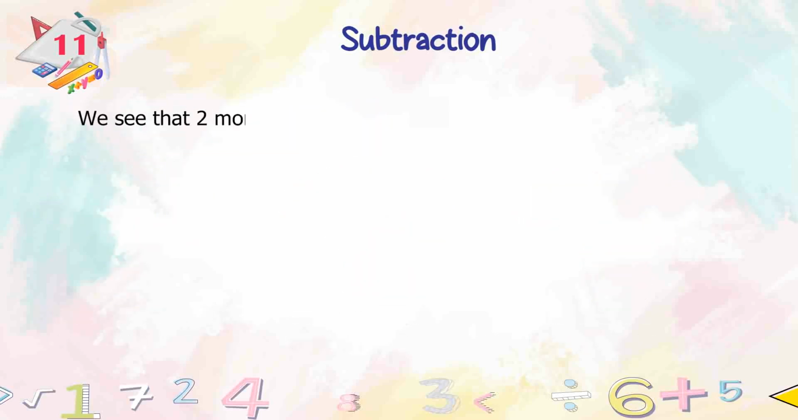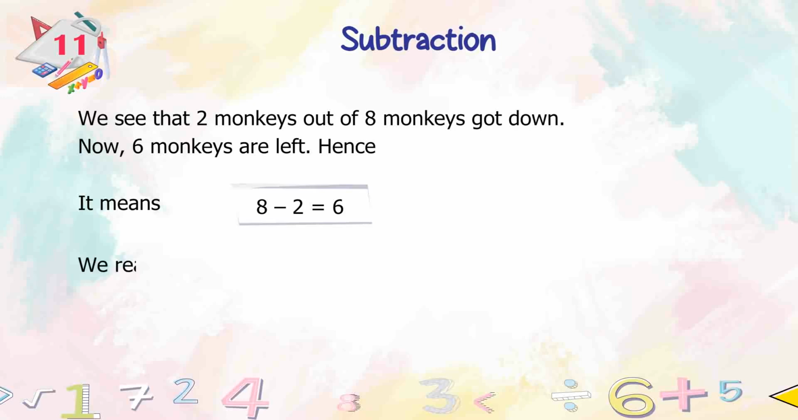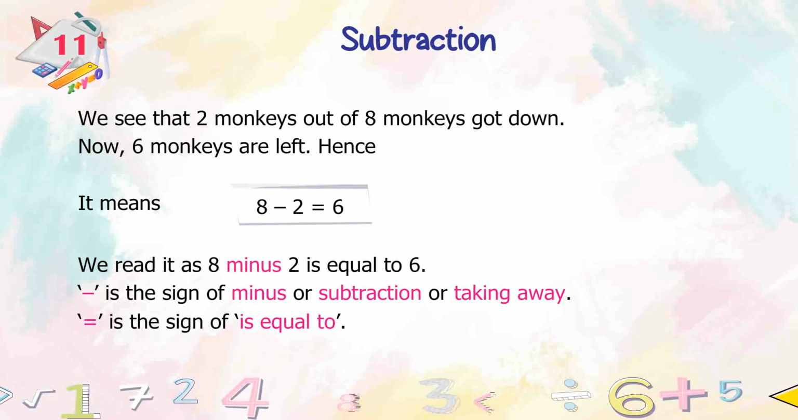We see that 2 monkeys out of 8 monkeys got down. Now, 6 monkeys are left. Hence, it means 8 minus 2 is equal to 6. We read it as 8 minus 2 is equal to 6. The minus sign is the sign of subtraction or taking away. The equal sign is the sign of is equal to. The answer is written after this sign.